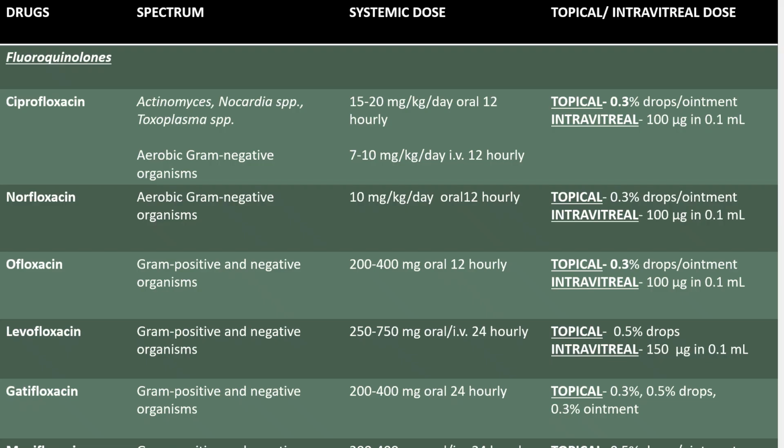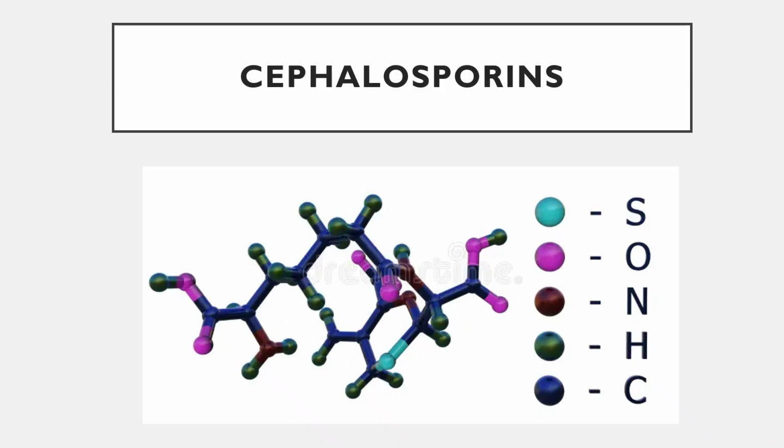So this is the summary table of fluoroquinolones. Here we can see that ciprofloxacin, norfloxacin, ofloxacin, levofloxacin are available in topical and intravitreal preparations, whereas gatifloxacin is only available in the topical preparations.